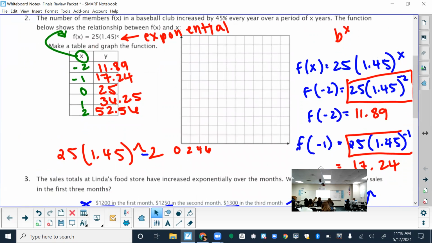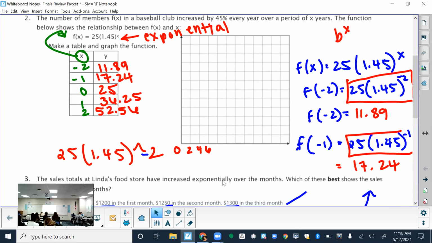All right, so the number of members in a baseball club increased by 45% every year over a period of x years. The function below shows the relationship between f of x and x. So the relationship between your output and your input. This equation right there, and I know it's already written, but it's an exponential type of function.